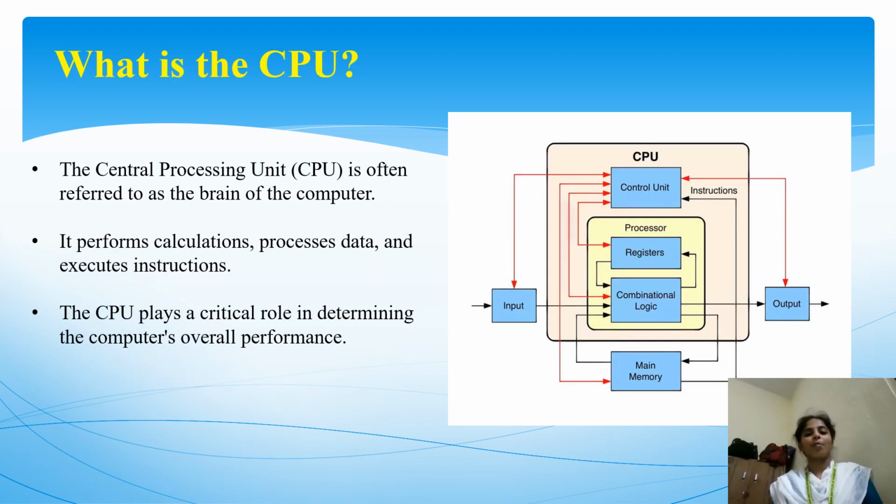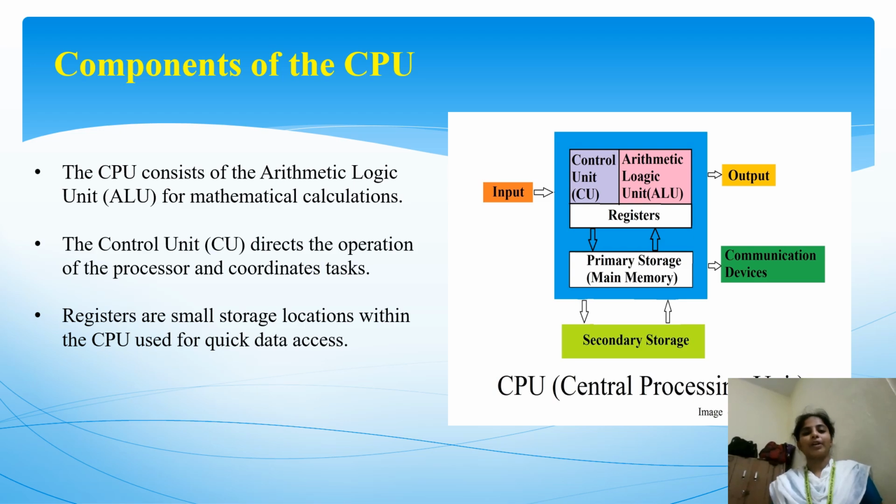Next, discussing the CPU. What is the CPU? CPU means Central Processing Unit, and it is also called the brain of the computer. It performs calculations, processes data, and executes instructions. The CPU plays a vital role in determining the computer's overall performance. This is the structure of the CPU. First we give the input, then some processing happens, and after that the output will be displayed on the monitor.